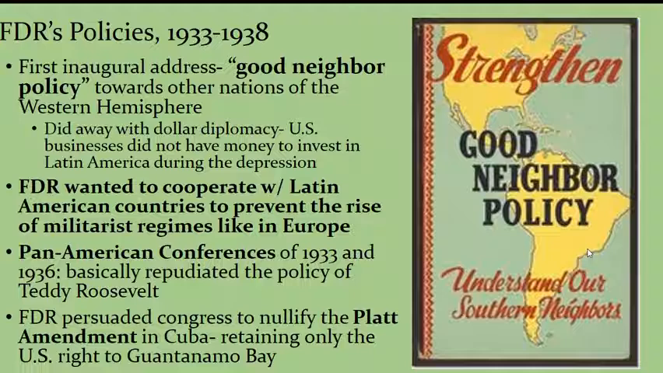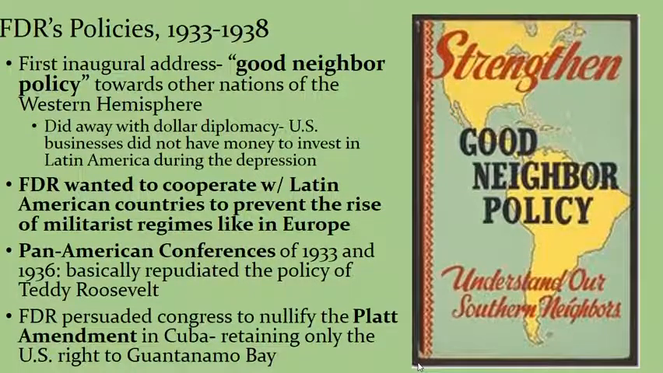At the Pan American Conferences in 1933 and 1936, they're trying to undo a lot of the problems that Teddy Roosevelt started, like with Panama or Colombia. And then FDR ends up persuading Congress, thankfully, to nullify the Platt Amendment in Cuba. So even though we kept the right to Guantanamo Bay, we gave them a little bit more political freedom.